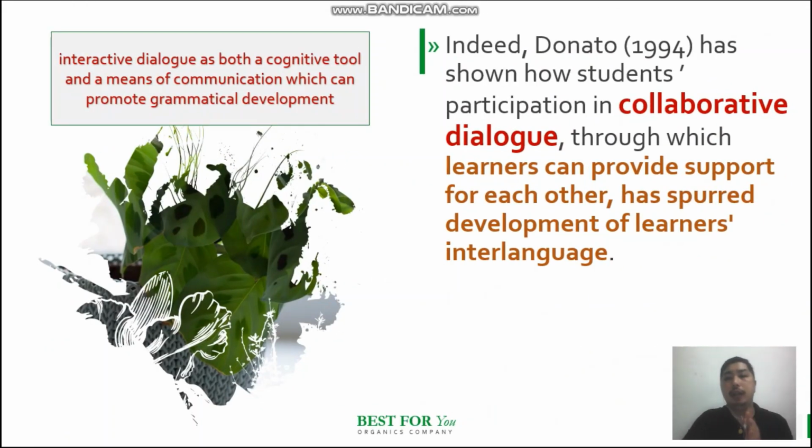Indeed, Donato has shown how students' participation in collaborative dialogue, through which learners can provide support for each other, has spurred development of learners' interlanguage. It's another strategy, collaborative dialogue, wherein students themselves would be providing support to each other.